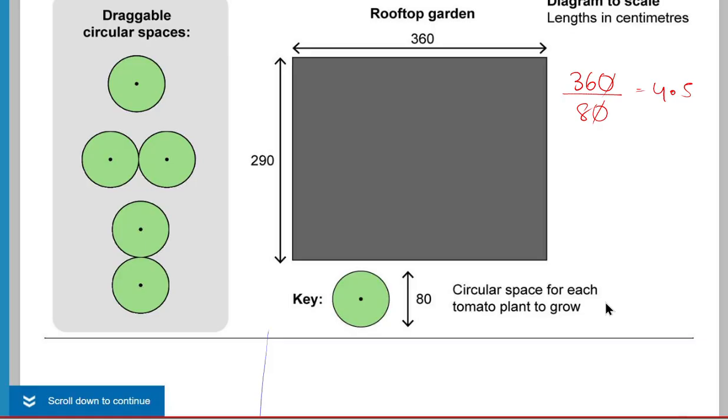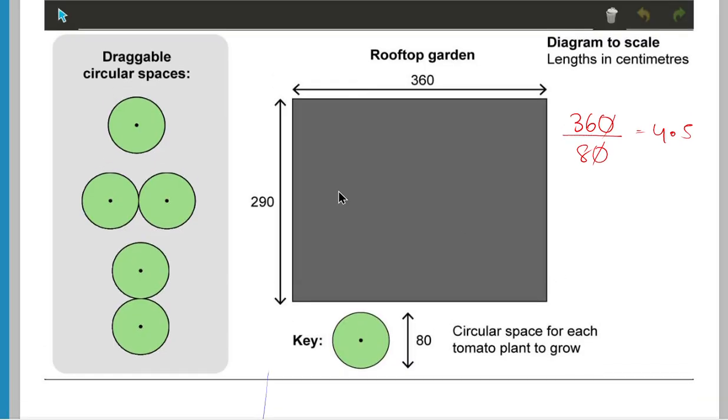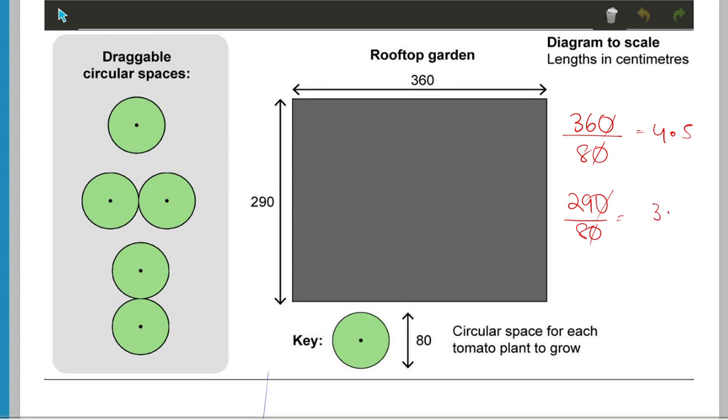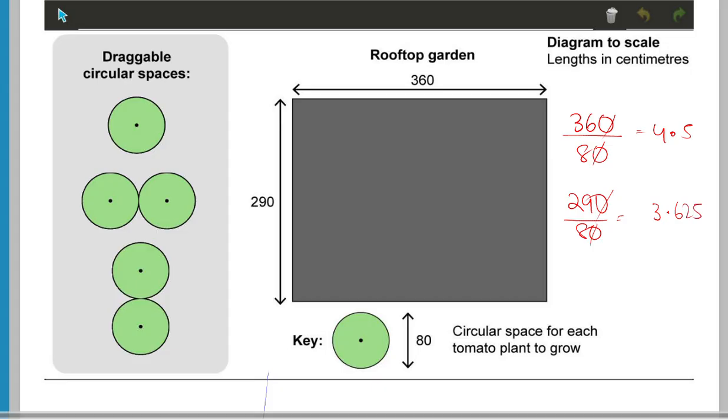And what else? If you were to divide the width, let's say 290 divided by 80, this gives us 3.625. We're just doing the basic calculations. If we multiply both of these values and find the area, the total area that we have is 104,400. That's the total area that we have.